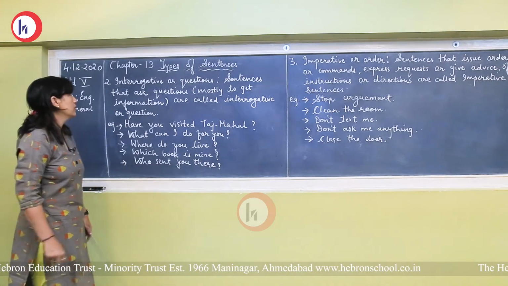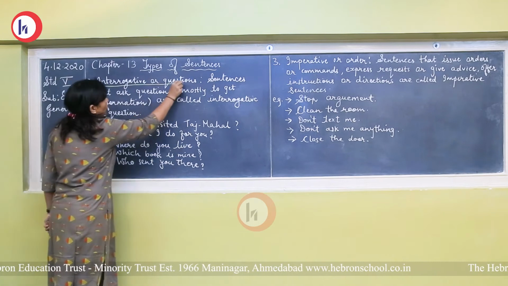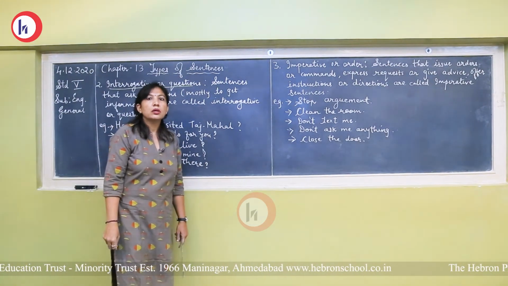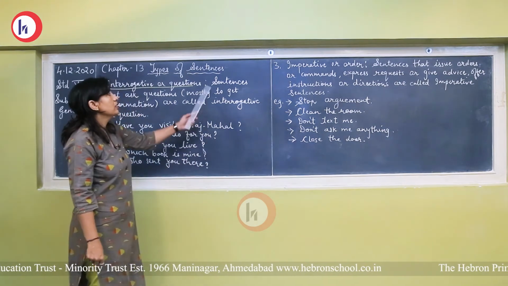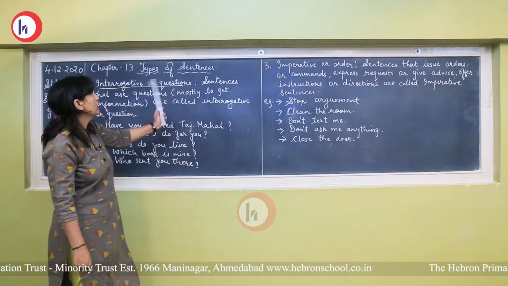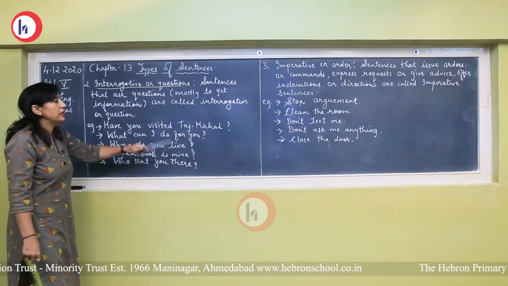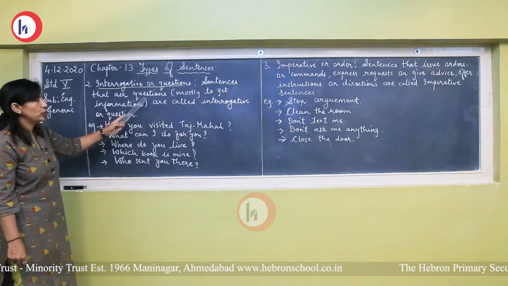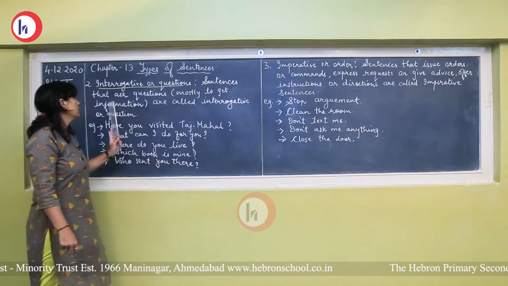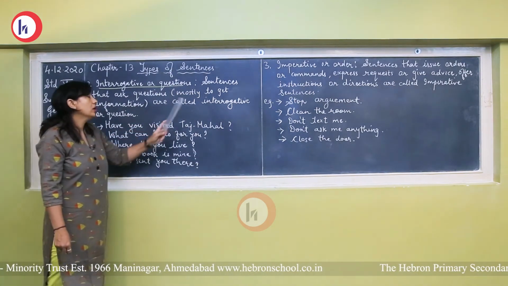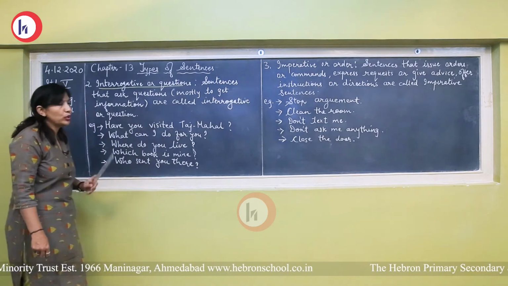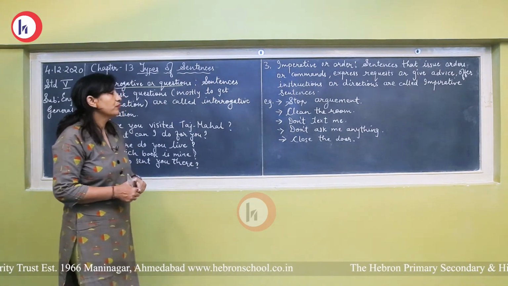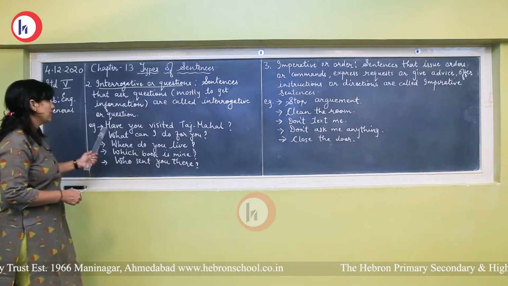Our next one is interrogative or questions. In assertive also I showed you one example. In an interrogative sentence or question, it ends with the question mark. Sentences that ask questions, mostly to get information, are called interrogative or question type sentences. I'll show you with the example.